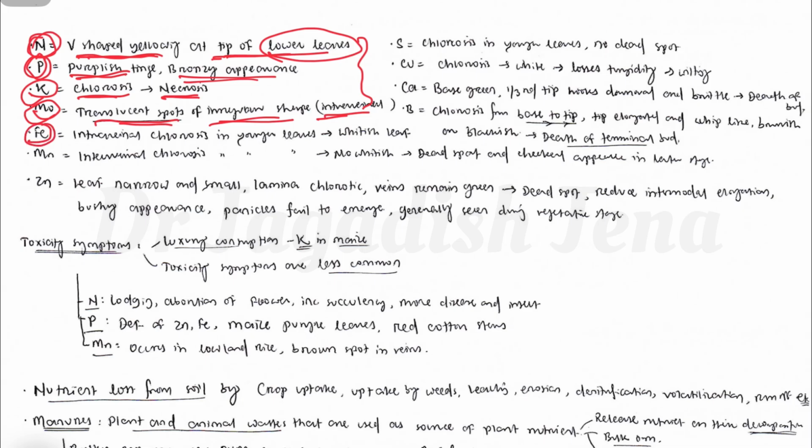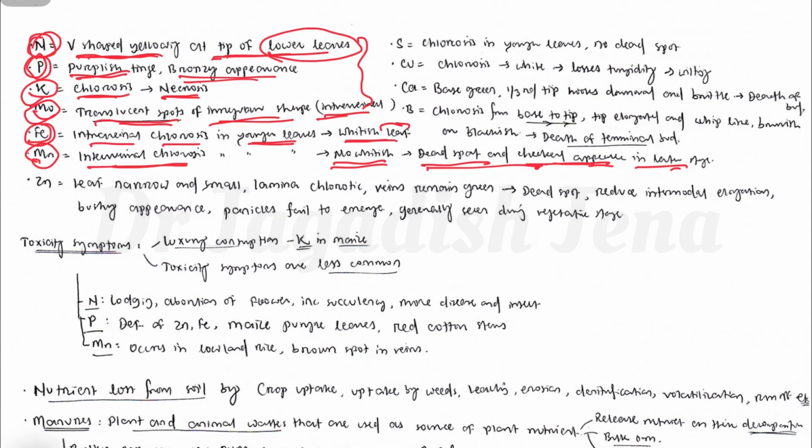Here you will get intervenal chlorosis in the younger leaf. Then manganese, where intervenal chlorosis again you can find, but in the case of iron, after some point of time, after the severity of the disorder increases, you can find whitish spots. But in the case of manganese deficiency, unlike iron deficiency, you will not find any whitish spot in the intervenal area. There will be dead spots and a checked appearance in later stages.